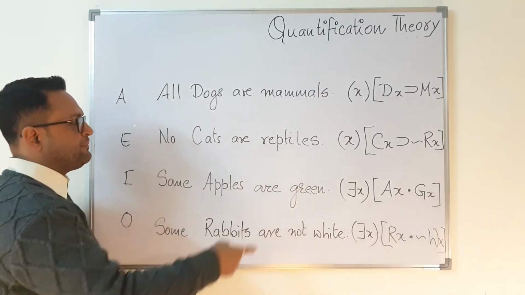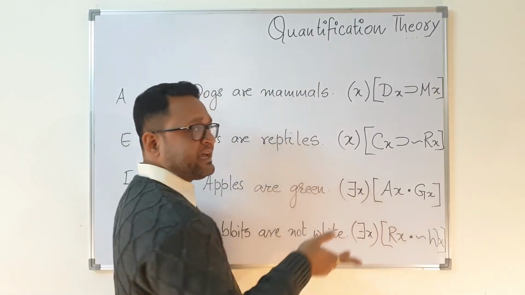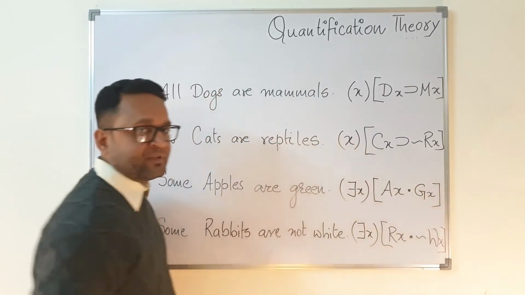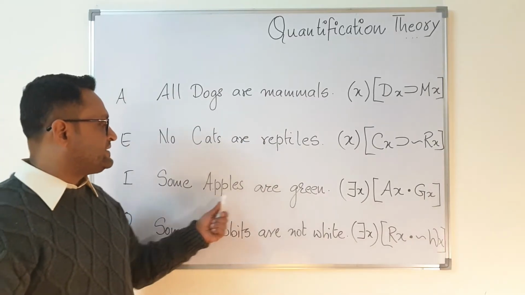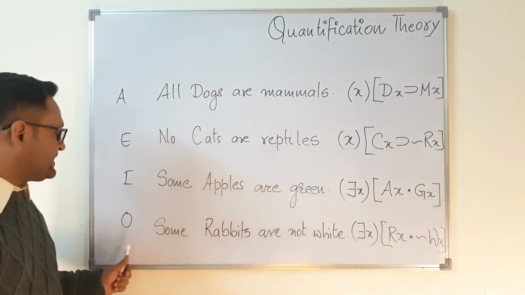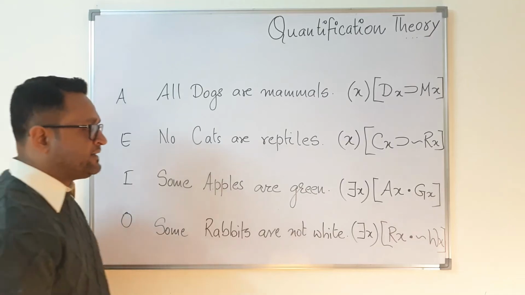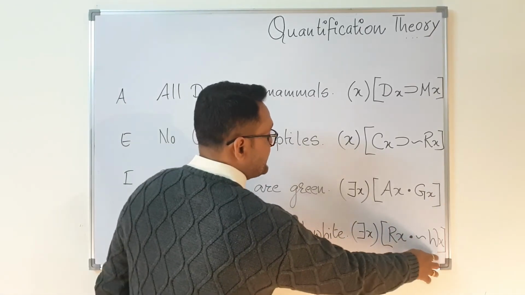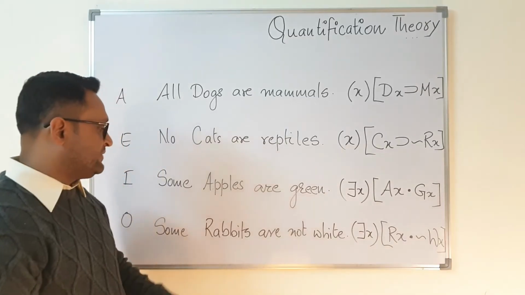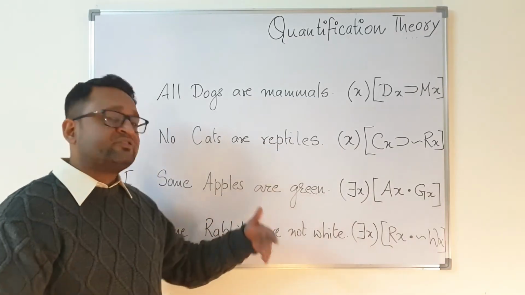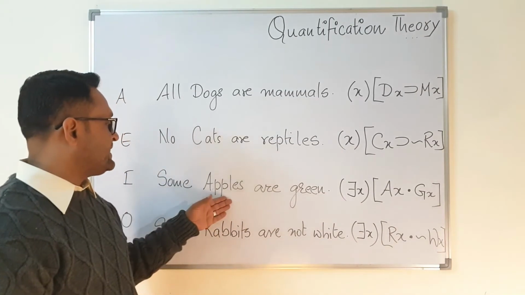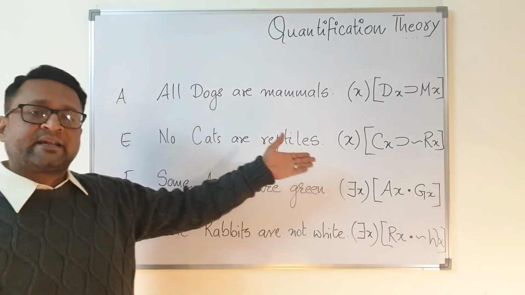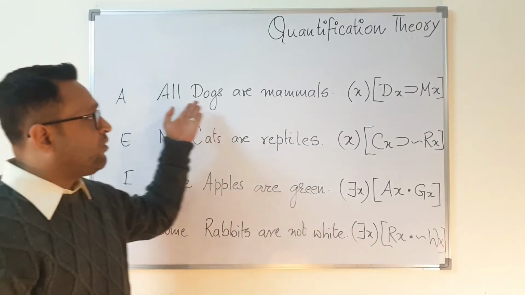When I say some apples are green, I say there exists x such that x is an apple and x is green, right? Because this is what we say when we say some apples are green. And when we say some rabbits are not white, it says there exists x such that x is a rabbit and x is not white, right? Because we are saying that there are rabbits which are not white. And here we say that there are apples which are green. Here we say that no cats are reptiles. And here we say that all dogs are mammals.